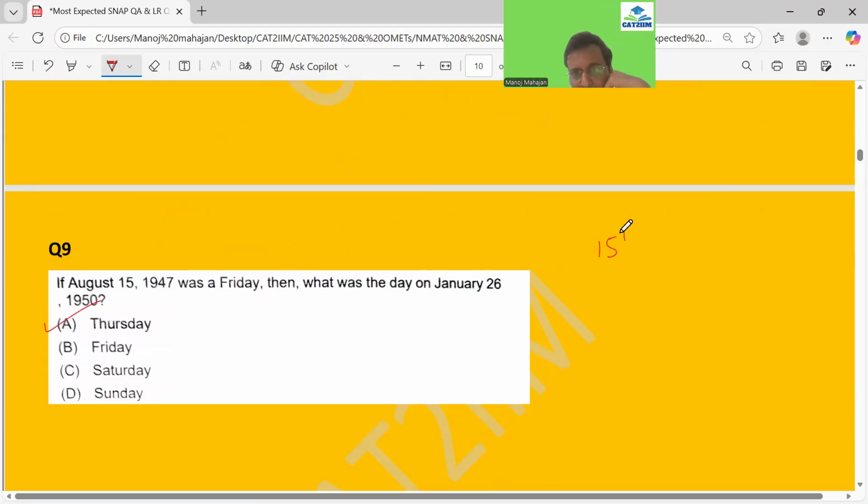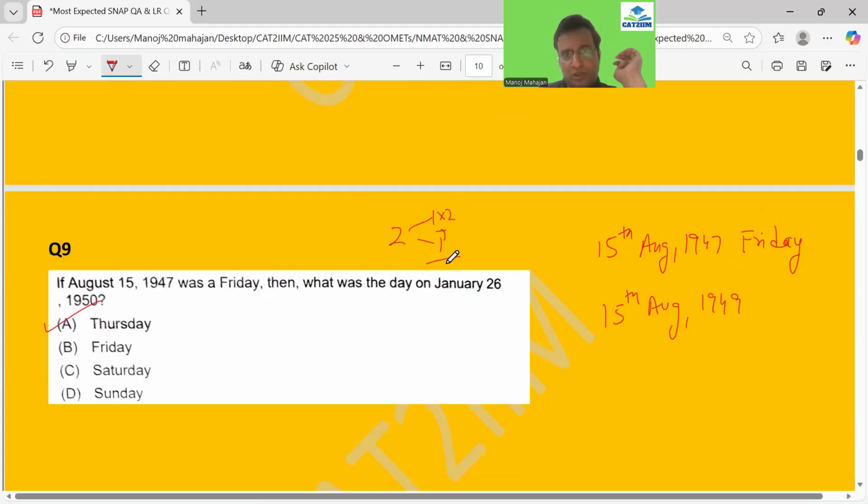So again, if I do this problem, 15th August 1947 was what? Friday, actually Friday also. So first try to get 15th August 1949, so that we get closer to 1950. So how many years do we have? 2 years out here. And in these 2 years, 1948 is your leap year, right? So how many extra days are we going to have in that? Two. So in total, 3 extra days. So we had Friday, Saturday, Sunday, Monday. So this would be nothing but Monday.